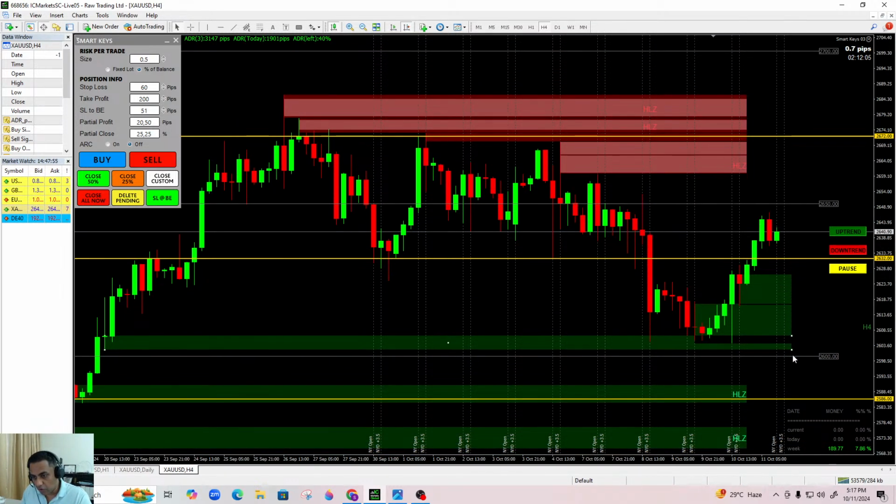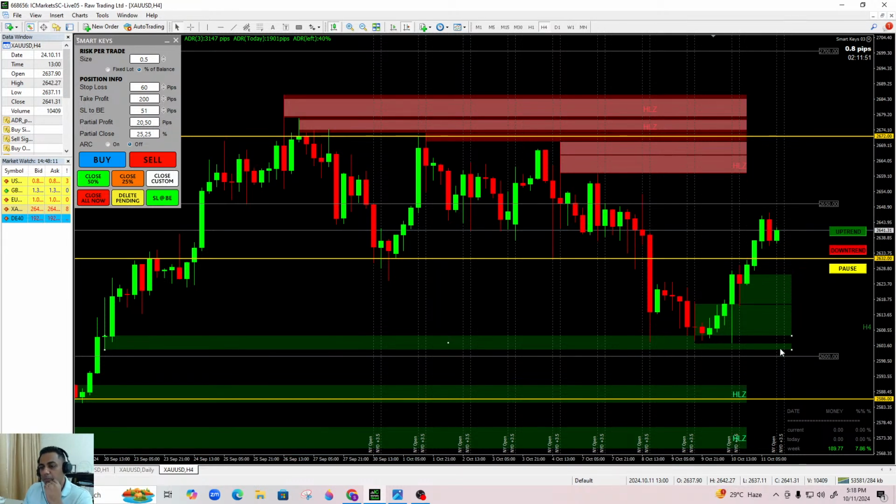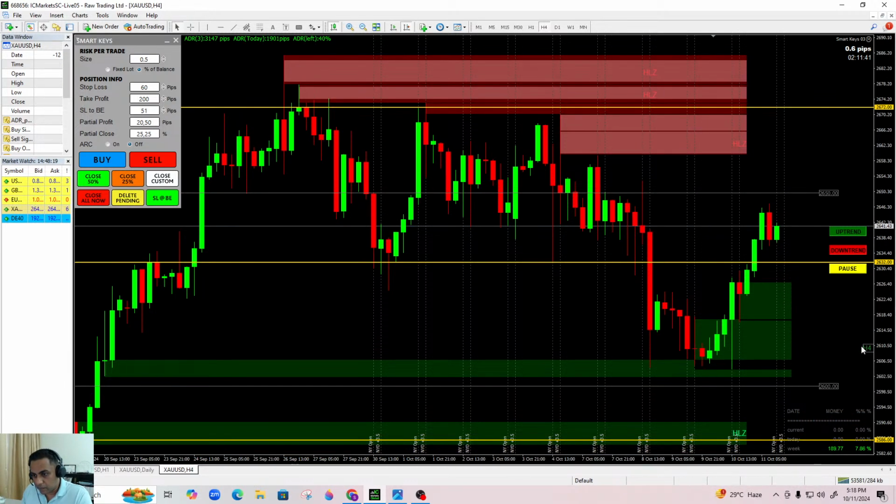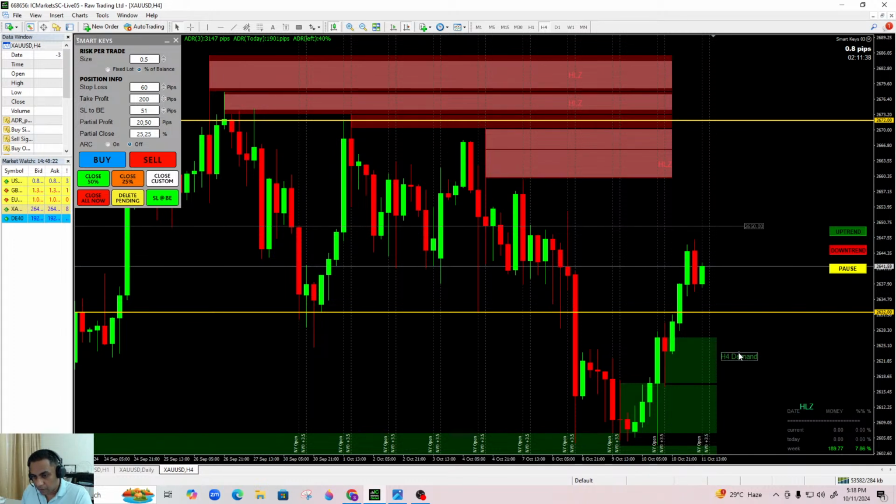These, I'm not going to worry about these prices. Price may not come that much lower today, but I'm going to leave them the way they are because it is PPI news today. But PPI may not move the market as much as CPI does. It usually doesn't, but you never know. Okay, that's the closest demand zone.